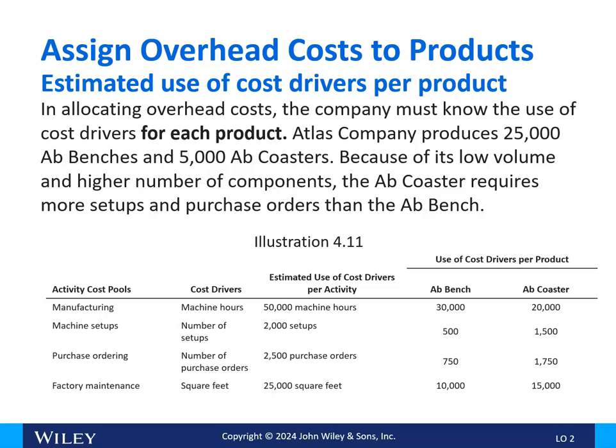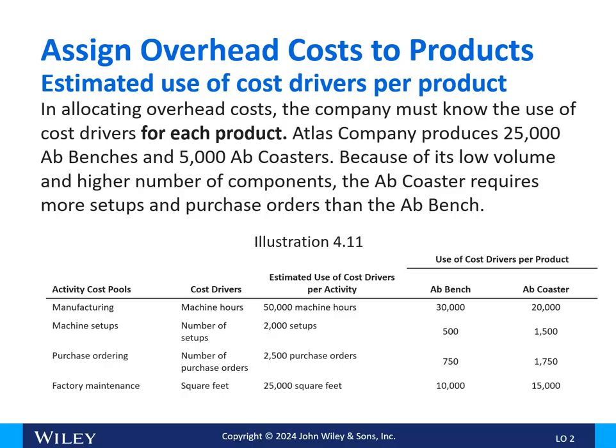Now we'll look at allocating the overhead cost to the product. The company must know the use of the cost driver for each product. So if Atlas produces 25,000 benches and 5,000 coasters, because of its low volume and higher number of components, the coaster requires more setups and purchase orders than the bench. So again, we look at the 4 pools, what our cost drivers are, what the total estimated use is, and we split that between our different products. In this case, we just have 2 products.